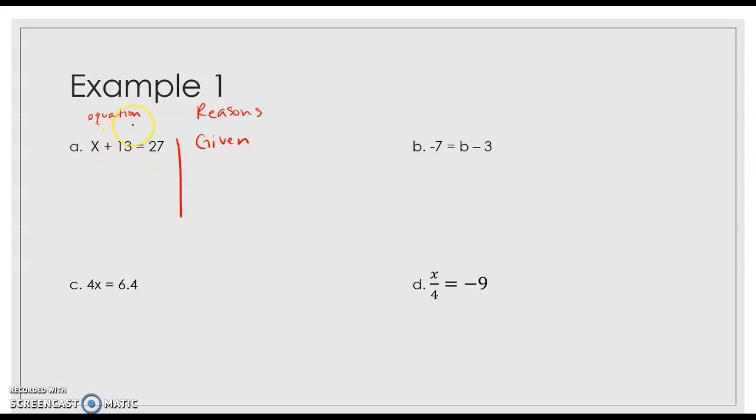And then from here, you should know that you are subtracting 13 from both sides. If you need to write it, write it. If you don't, that's okay. On these one-step equations, I understand.